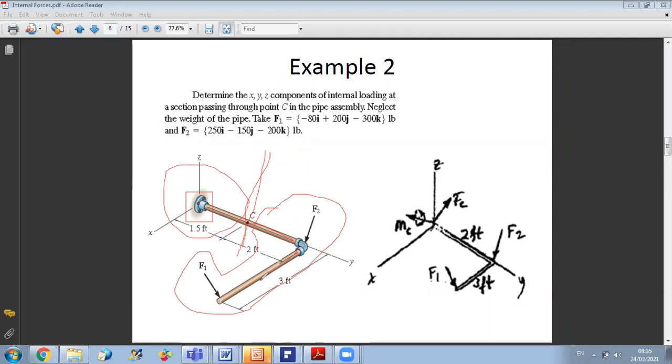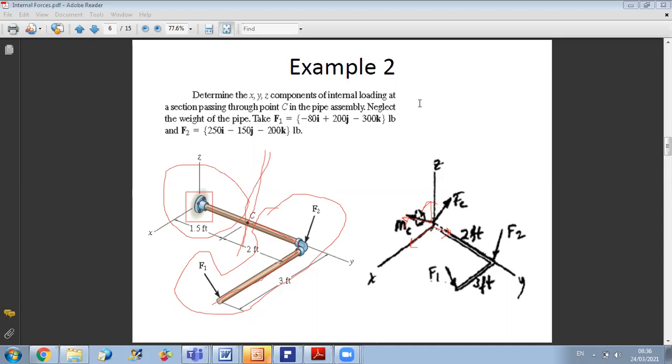And in order to calculate the internal moment and internal force at C, I will apply equilibrium relations on this part. That's it. Okay? Since we are working in 3D, the internal force at C will have 3 components. So I will have Fx, Fy, Fz to be calculated. And also I will have a couple moment that can be decomposed into X, Y, and Z. To find these 6 unknowns, I need 6 equations.